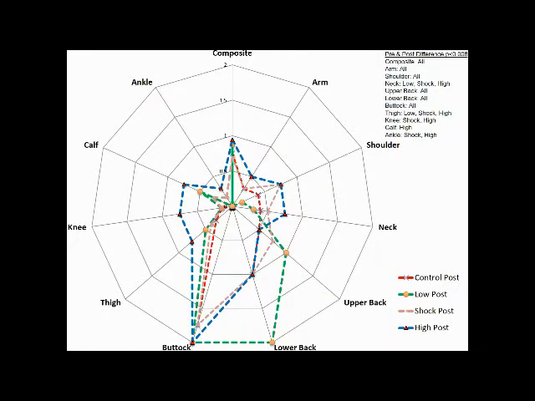We can also examine the effect of vibration on perceived body discomfort using Borg's RPE scale. Again, each spoke of the radar graph represents a measure, in this case, a body location. Each line represents a condition.